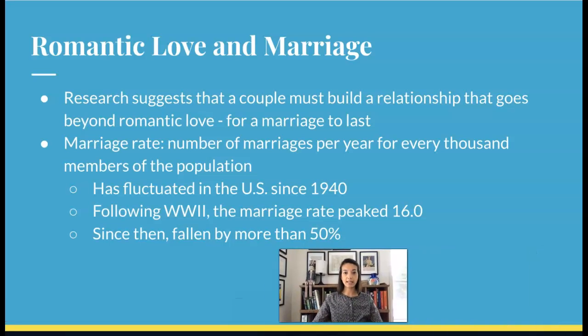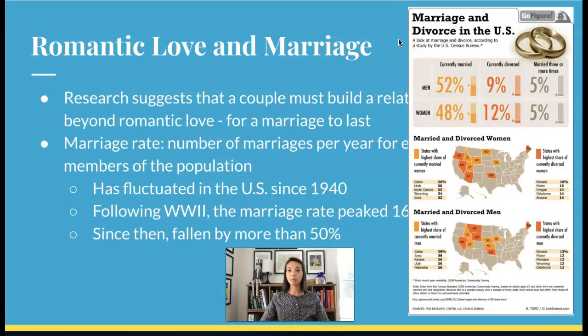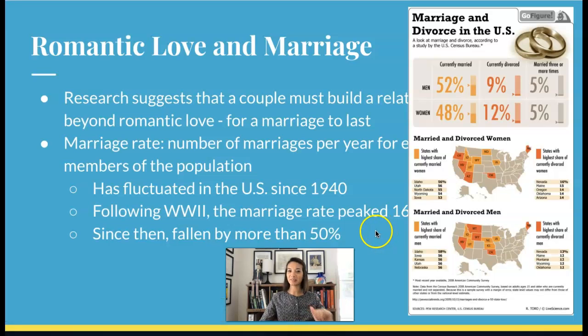So I've got an infographic for us to look at just for a minute, and it's titled Marriage and Divorce in the U.S., a look at marriage and divorce according to a study by the U.S. Census Bureau. So we've got a few categories here. They have divided it by men and women. This category is married and divorced women by looking at states, and then married and divorced men. So if you want to take a closer look at this infographic, go ahead. You're just going to have to pause it, and then we will be talking in just a little bit.